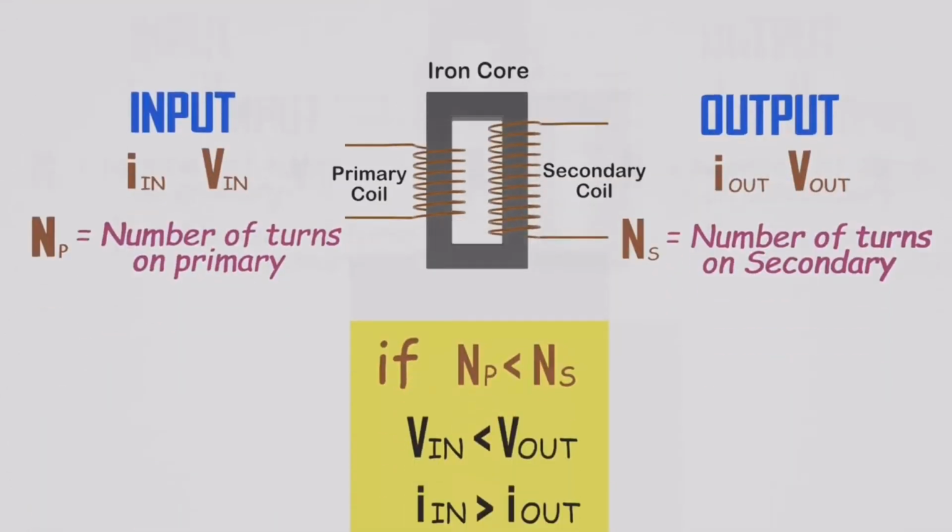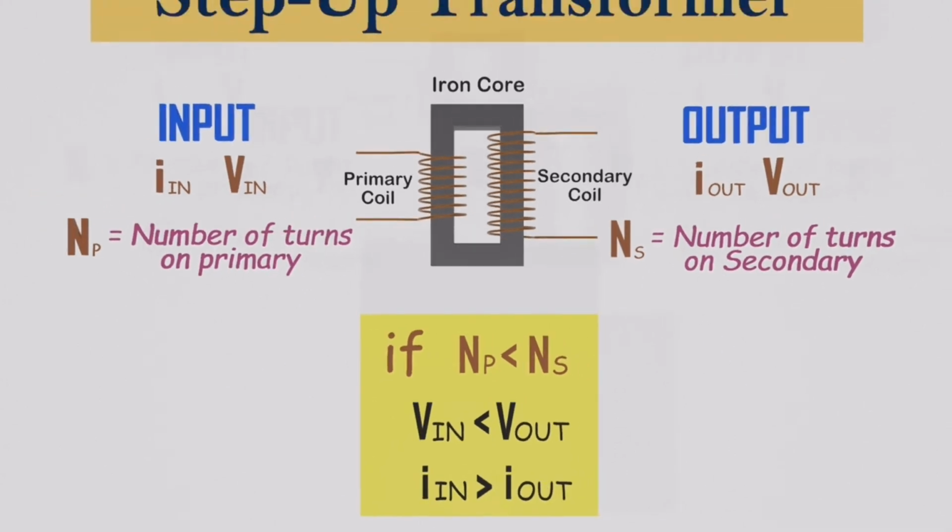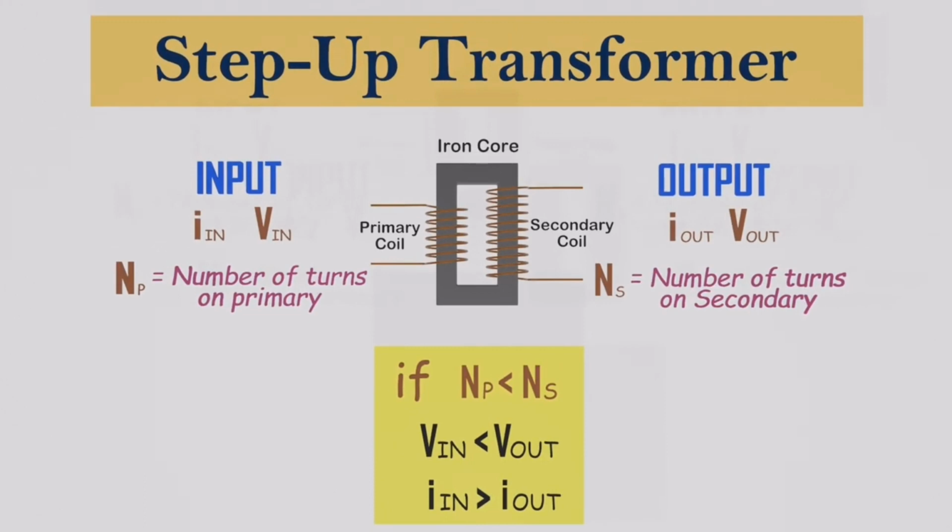When we increase the number of turns in the secondary coil compared to the primary coil, the longer length of conductor in the secondary coil is exposed to the primary coil's magnetic field. As a result, the voltage at the secondary coil becomes higher than the voltage at the primary coil. This is how the step-up transformer is constructed.